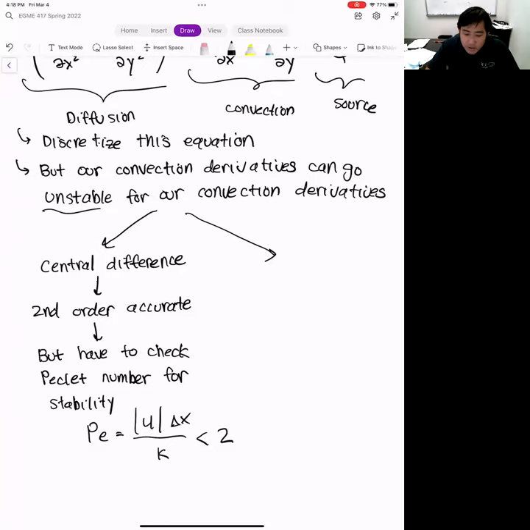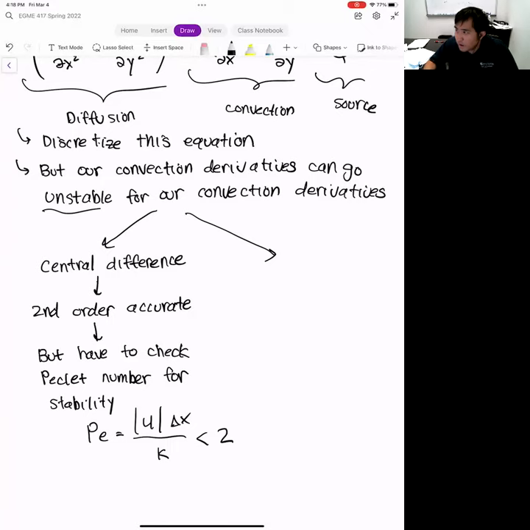And so if this number is less than 2, that means you have a stable solution. And so that's good, okay? And so practically speaking, a lot of times you're going to be given a problem like this, and you need to be able to check and see whether your solution is going to be stable, okay?